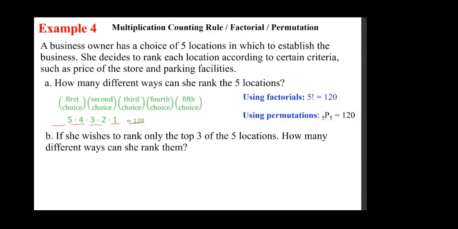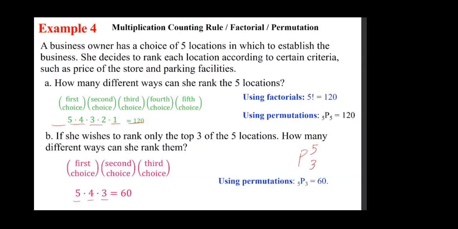The second one, we only want 3 of it. So again, we have a choice. We can say, okay, we want 3 of it, and so we go 5, 4, 3, and that's it. Or you can use permutation, 5 choose 3. Sometimes this notation is used. Both of them mean the same thing and end up giving us 60 as the answer. So we want to choose 3 out of 5.